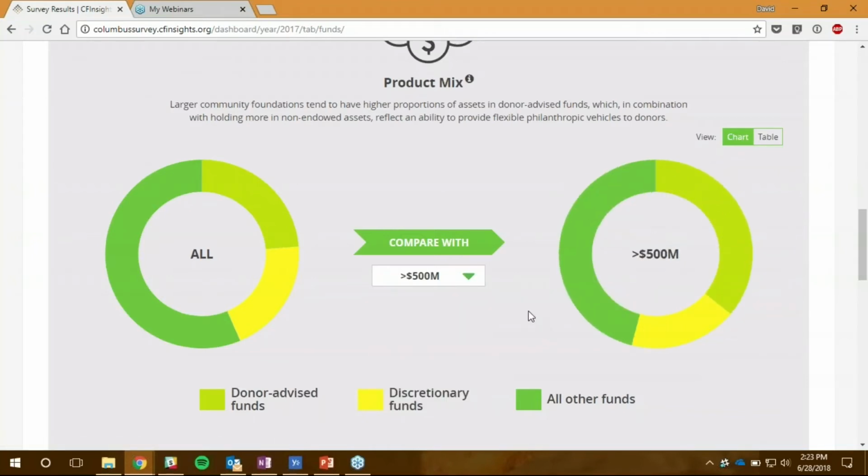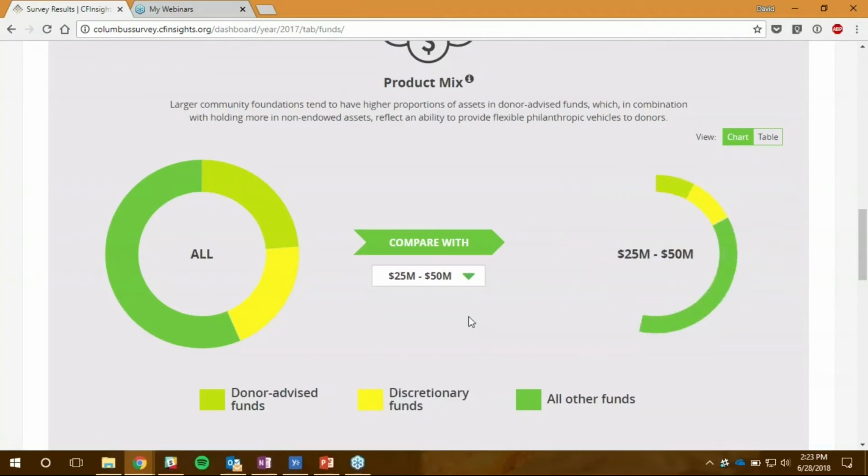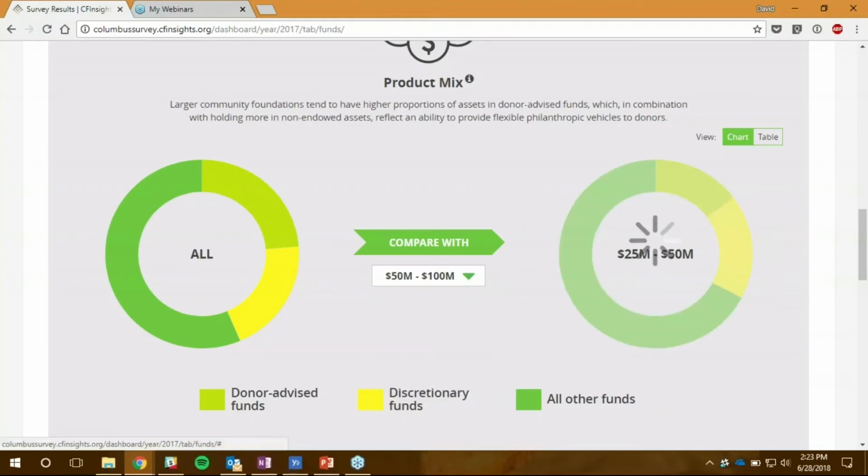But if I jump to the largest community foundations, that's the big difference, is going to be in donor advised funds, which now make up 36% of their assets on average. So it does track to see a flip in the relationship between the two as you increase in asset size, and you can see the differences in each of these groups as you click through each one of these different asset size cohorts on this drop down.